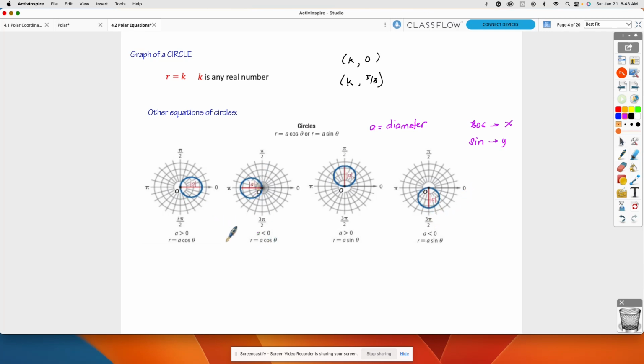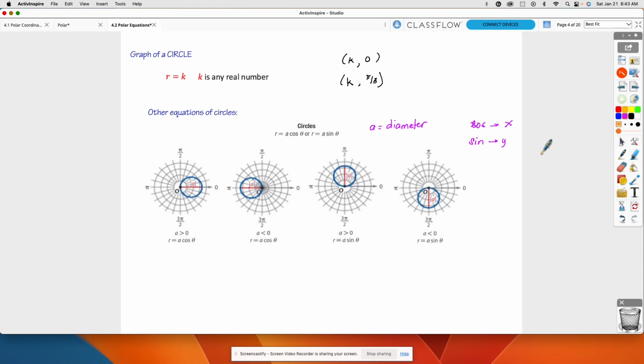So whenever you have the equation r equals a cosine theta, and that a is positive, it means that your circle would be on the right side. If a, on the other hand, is negative, but you still have cosine, so that still refers to the x, your graph would be on the left side. Now, if you have sine and a is positive, then your circle would be opening up. And if a is negative and you have sine, your circle would be down.